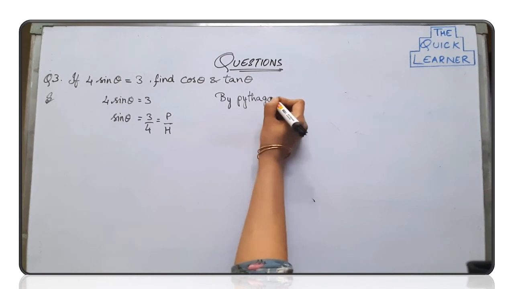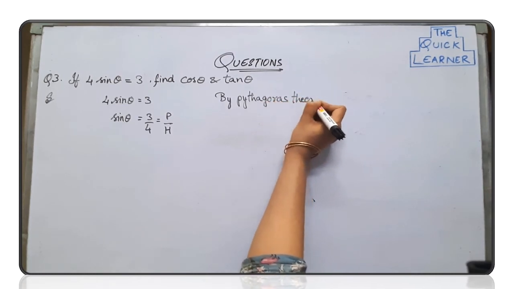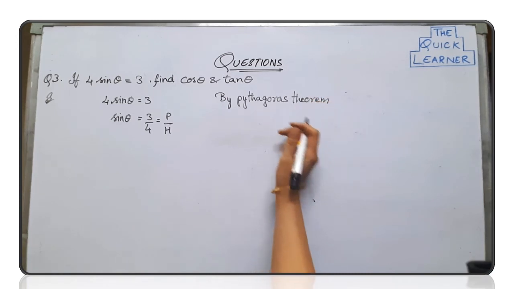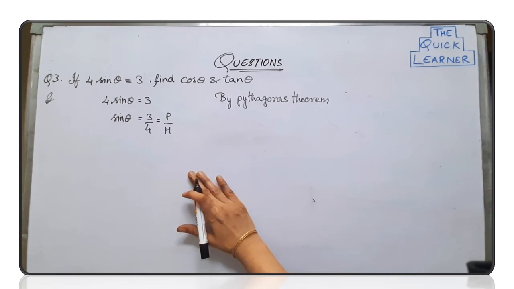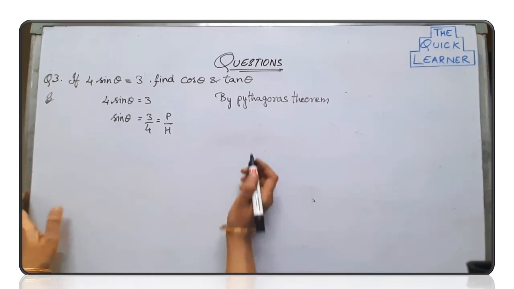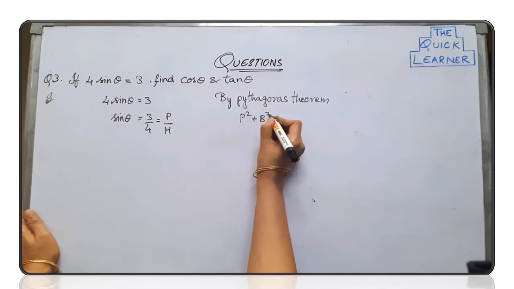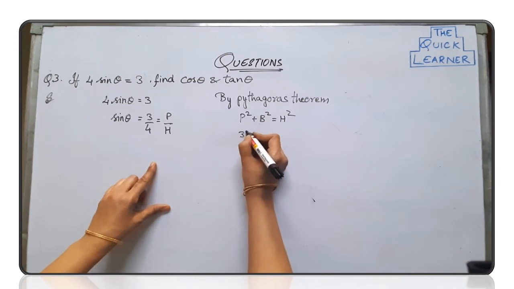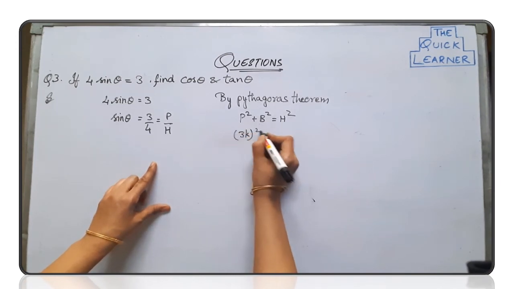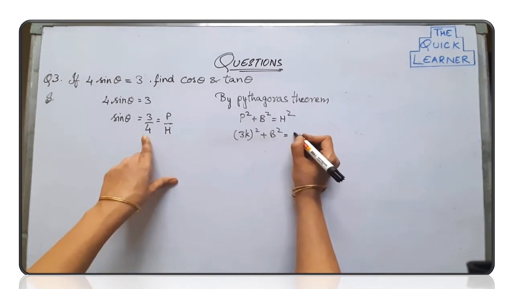Look at your questions very carefully, read them thoroughly and then solve. It may appear very simple. Sometimes the questions are very tricky. Okay? You just need to focus. Okay. So p square plus b square equal to h square. What is p? 3k square plus b square equal to, this is 4k square.